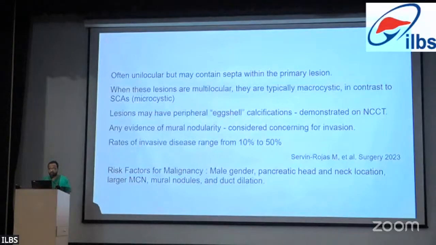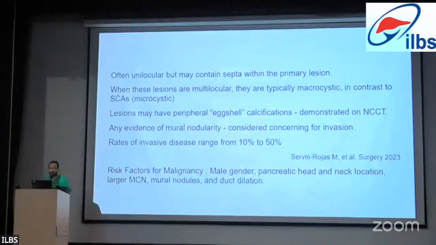They're usually unilocular, but they may contain cysts as well. When the lesions are multilocular, they're typically macrocystic, versus serous cystadenomas, which are microcystic. Lesions can have peripheral axial calcifications, which are diagnosed on non-contrast CTs. Any evidence of mural nodularity is considered concerning for invasion. The rates of invasion range from 10 to 50%.